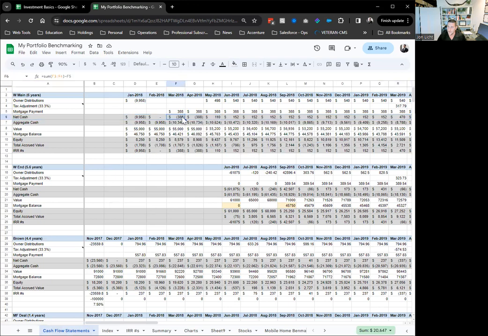I'm cash flowing about $400, $400. Or sorry, no, these are negative because I'm not receiving rent yet. So negative cash flow, negative cash flow. Now I'm starting to get rents, right? $100, 150, 150, 150. So you start to see this negative total accrued value kind of start to increase over time.